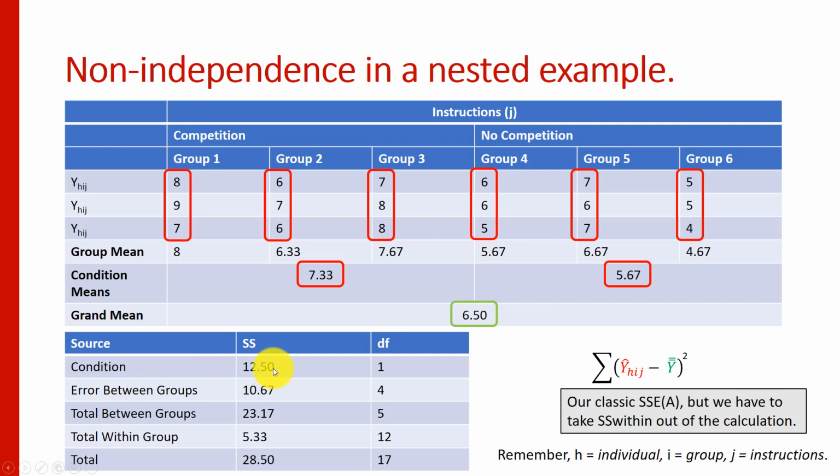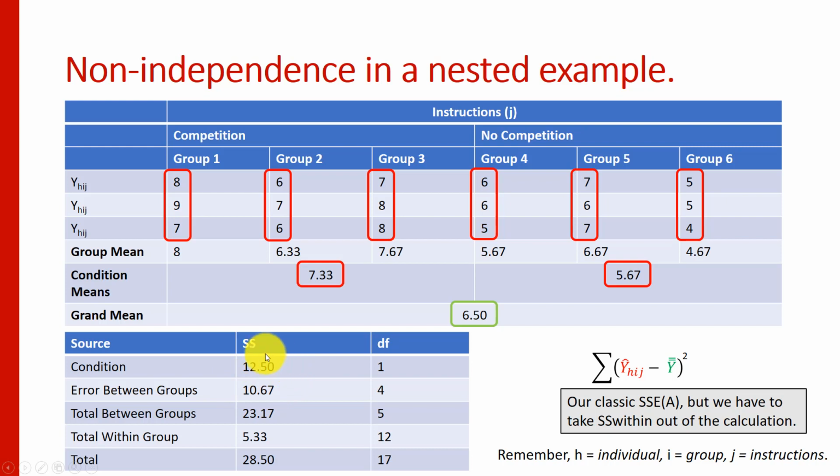Or this is the sum of squared errors reduced. So this is the total variation that we've explained of the between group variation, which is 12.5. So we explained 12.5 squared errors by making different predictions for our two conditions, and that leaves us with 10.67 squared errors left over.